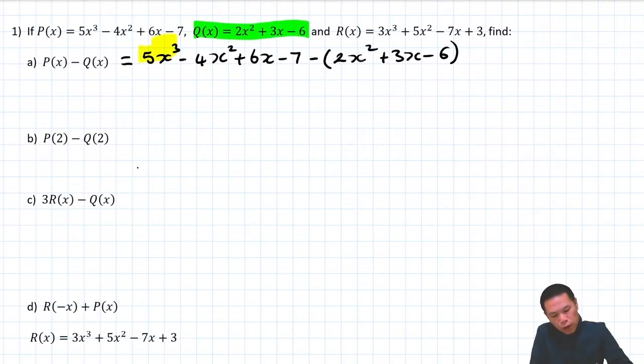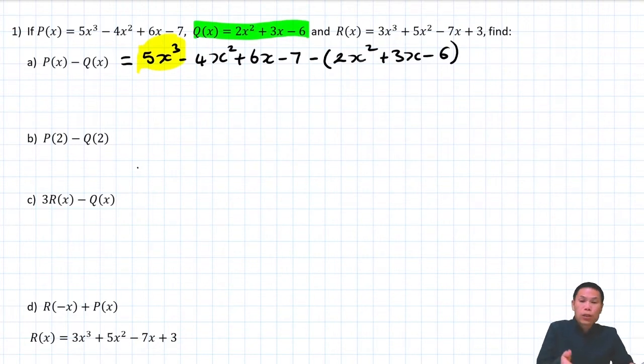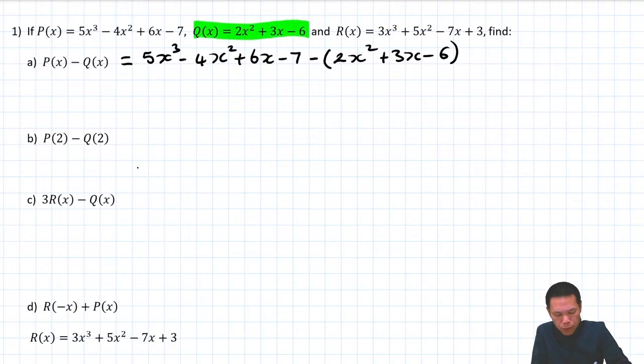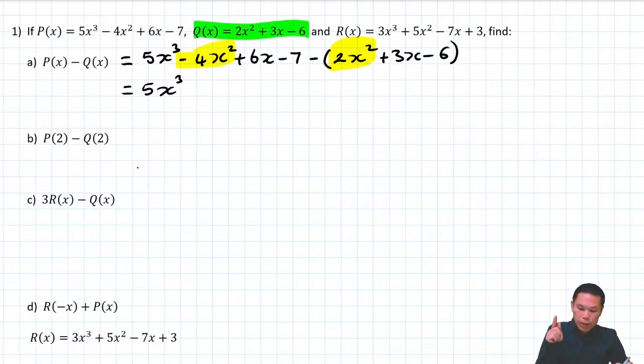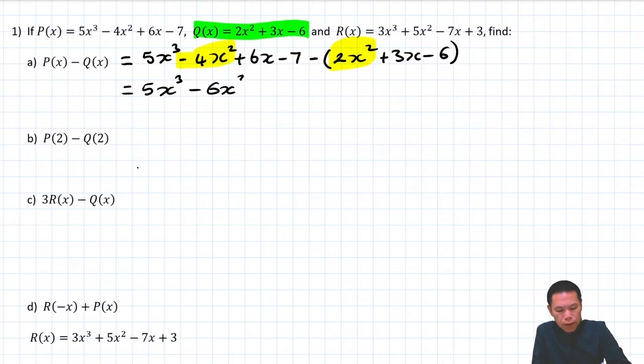So 5x to the power of 3, and there is no like term, so we just write this down. So that equals 5x to the power of 3, and then we have minus 4x squared, and we have 2x squared there. So that means minus 4x squared minus 2x squared. Minus 4 minus 2 is negative 6, so that means minus 6x squared.